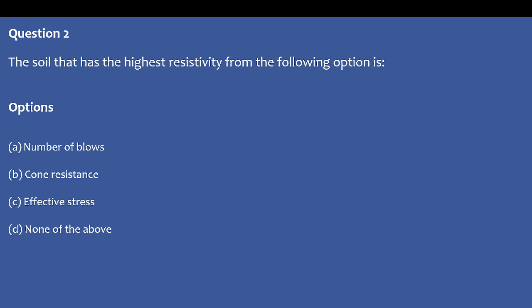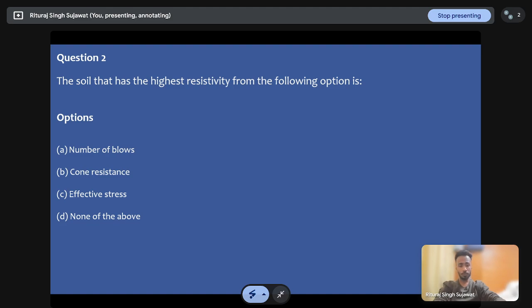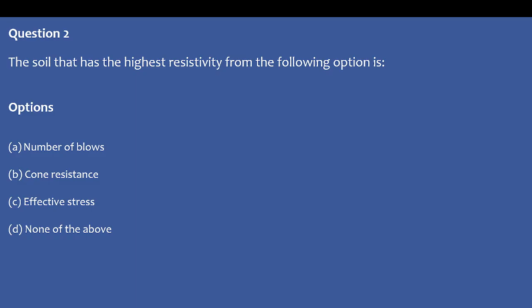Question number two. The soil that has the highest resistivity from the following options is. Any doubt in the first question? If not, let's move to question number two. The soil that has the highest resistivity from the following options, whether it's the number of blows, cone resistance, effective stress, or none of the above. Please select one of the options.